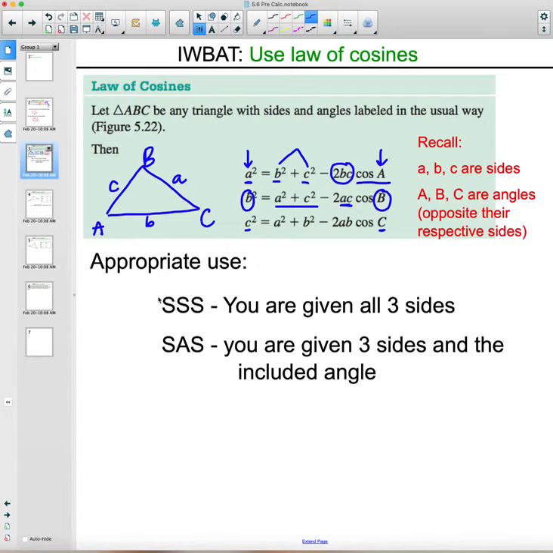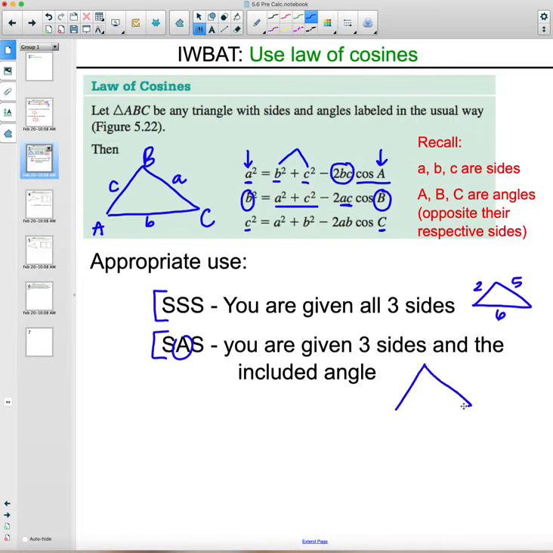Okay, so it is appropriate to use law of cosines when you have all 3 sides given to you, or you have 2 sides and the included angle, the angle between. So if you saw something like this and you knew all 3 sides, then you could use law of cosines to solve for those missing angles.